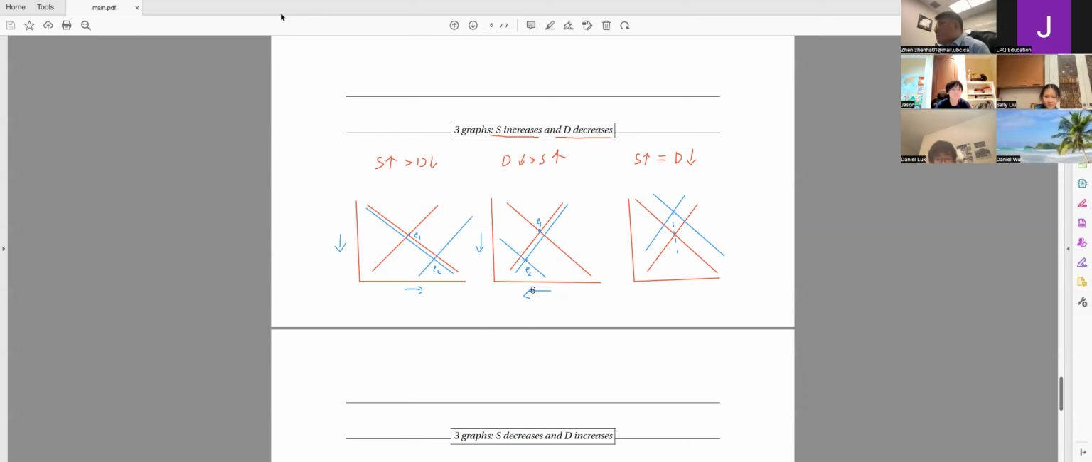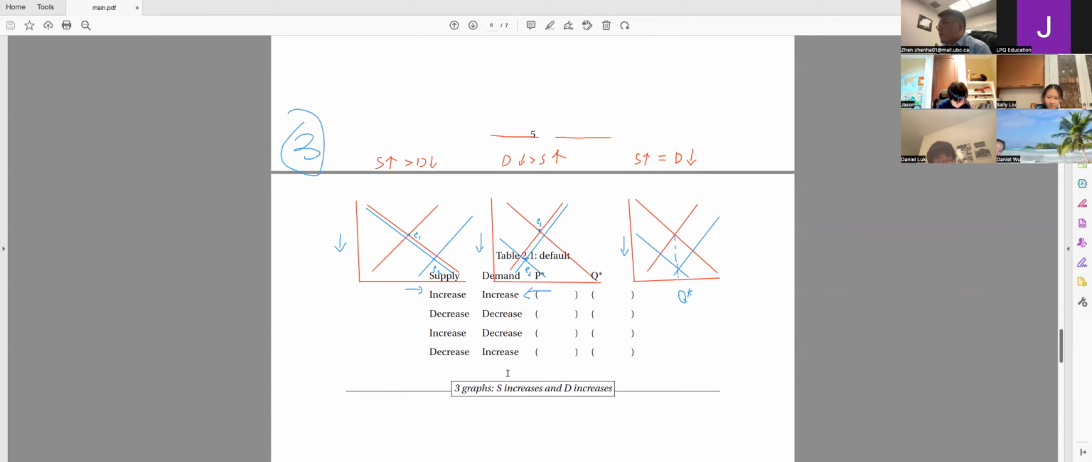No, I should shift my supply curve to the right. Okay, supply curve to the right, demand curve to the left. So this one, quantity remains unchanged, but price decreases. Okay, this is the third group of graphs.